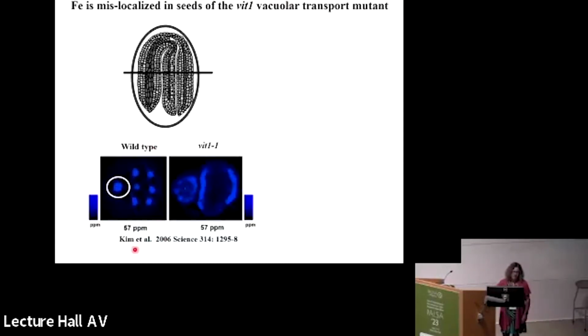When we first saw the picture, we called it the 7 blue donuts. And then this is the mutant. This was the very first mutant we ever looked at, and it had a very different distribution of iron. So we knew we were onto something, because as I told you, each of these seeds had exactly the same amount of iron, 57 parts per million.